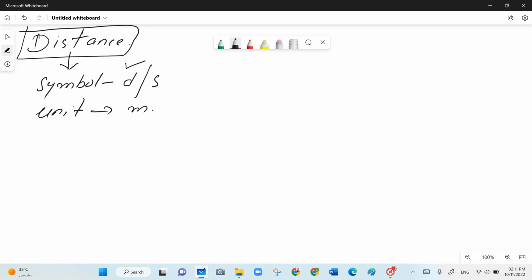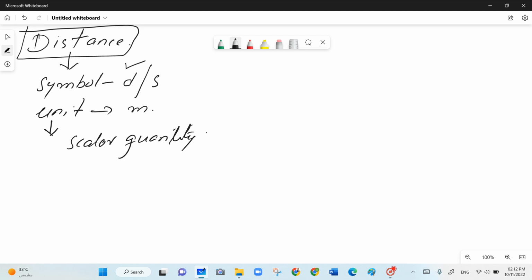Right after that, the next thing we must know about all physical quantities: which family does distance belong to, vector or scalar? Of course we know that distance is a scalar quantity. It belongs to the scalar family. Okay, all right. So this was the basic, what distance is.